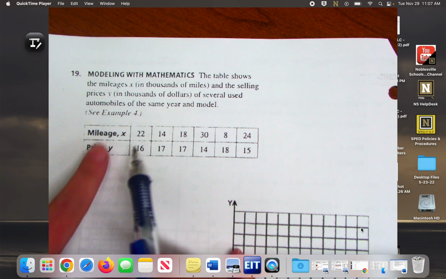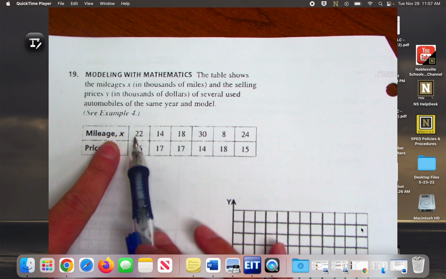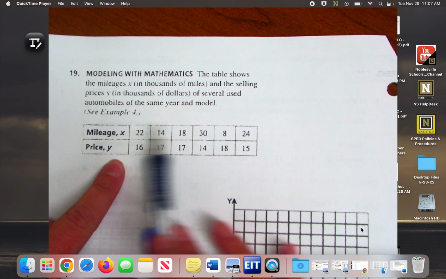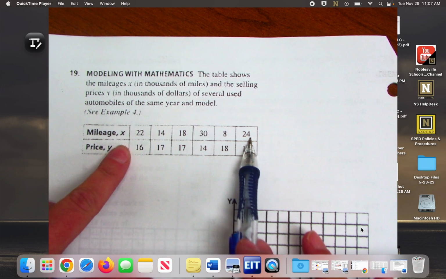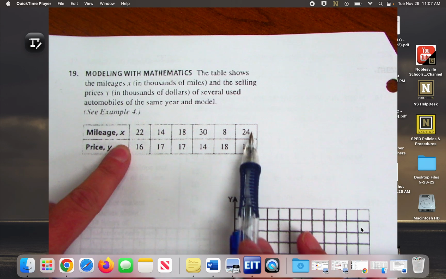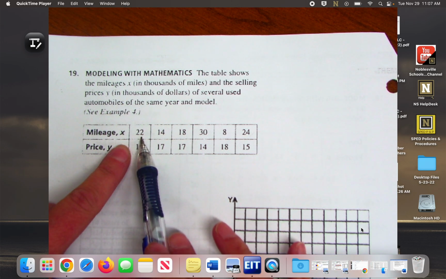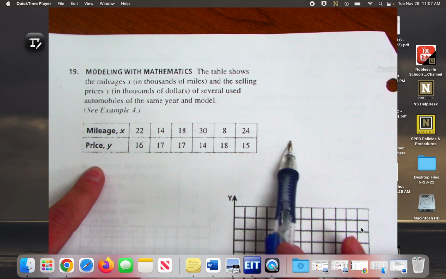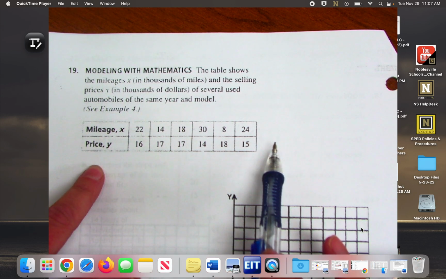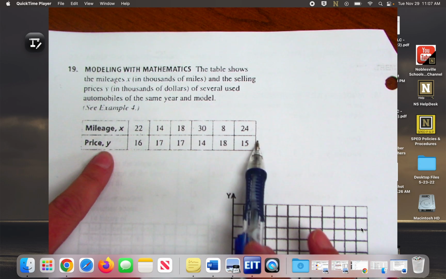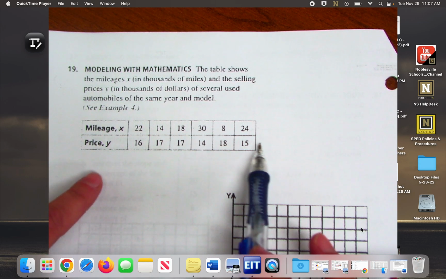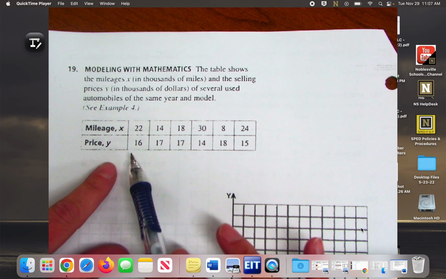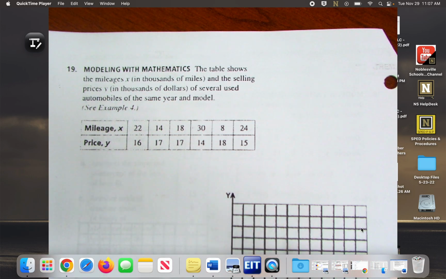Anyway, we have a table. Mileage, price. So how many miles do you have on your car? How many miles have you driven in thousands? So 22,000, 14,000, 18,000. And the value of the car. So like my car had 170,000 miles on it, the price, almost nothing, but we're not gonna document that.